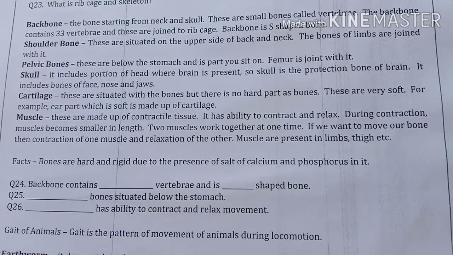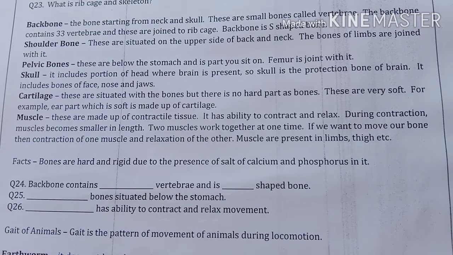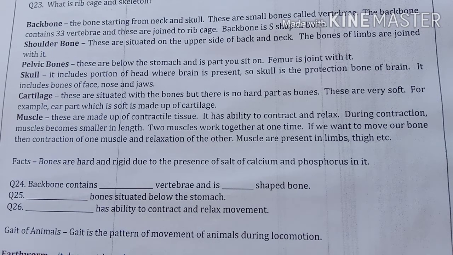Next, moving on to the muscles, as these are made up of contractile tissue. It means muscles are made up of tissues which contract and relax. They have a movement of contracting and relaxing. It has the ability to contract and relax. During contraction, muscles become smaller in length, as whenever a muscle contracts, its size decreases.